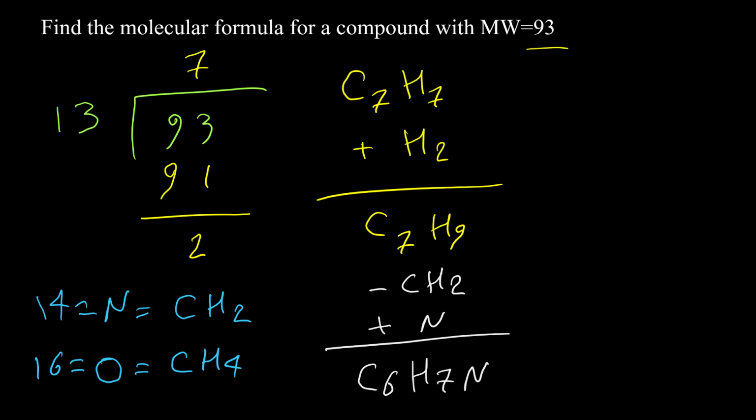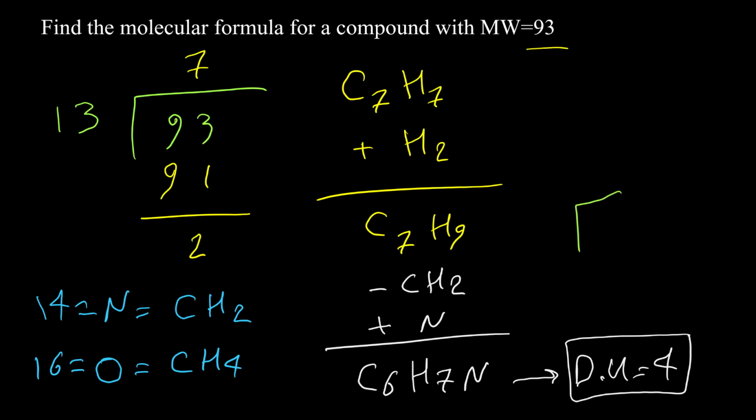C6H7N. And if we calculate the degree of unsaturation for this compound, right now it equals 4. And we don't have that problem again. And this is a possible structure for this formula.